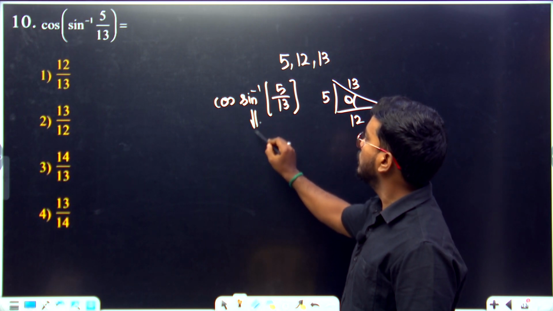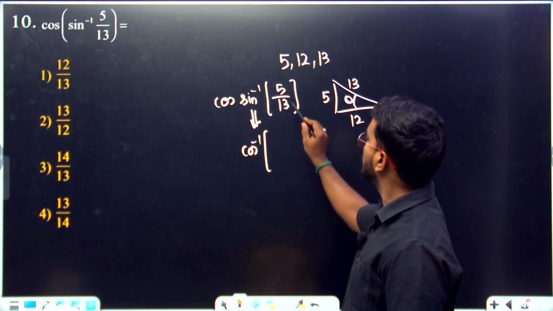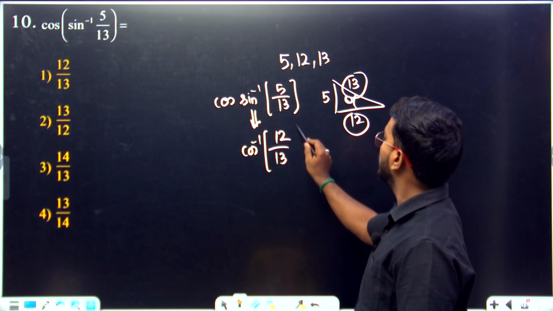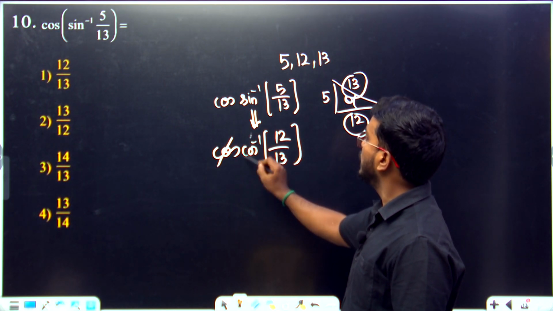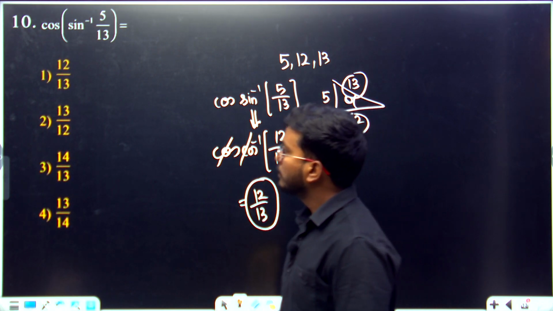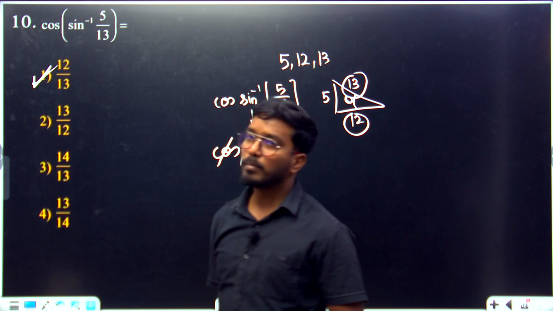We require sine inverse to be written in the form of cos inverse. Cos inverse is adjacent by hypotenuse, 12 by 13. Cos inverse eliminated. What is the answer? 12 by 13. Okay. Very simple problems, guys.